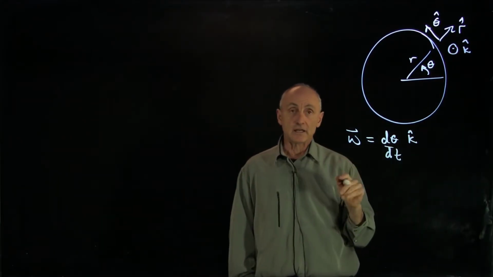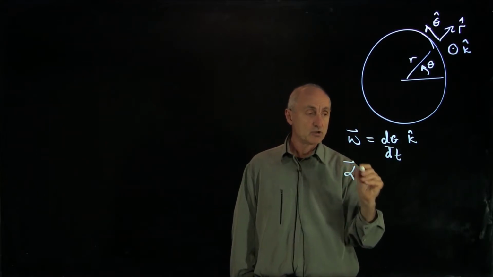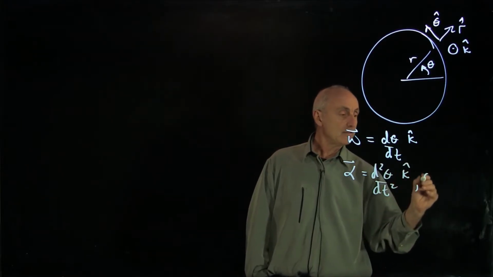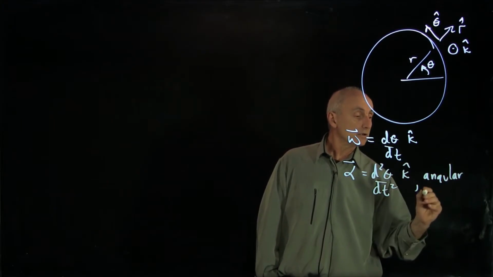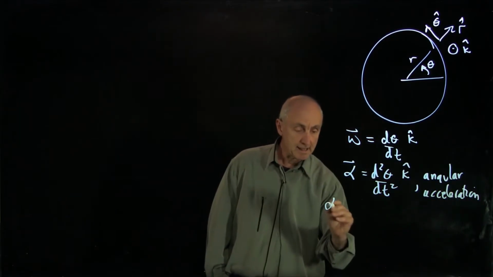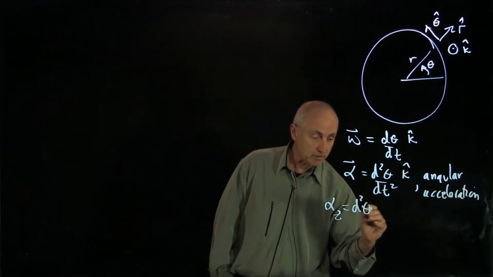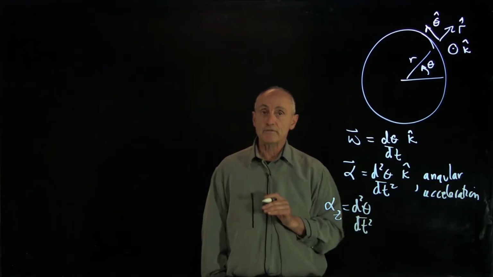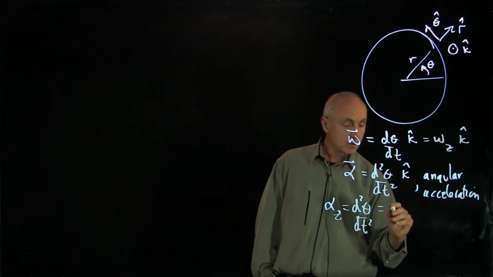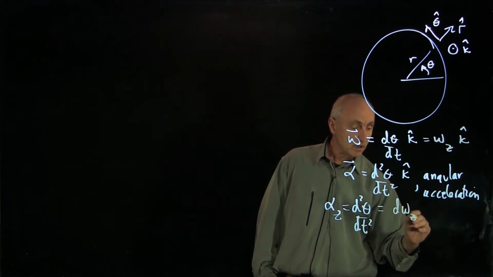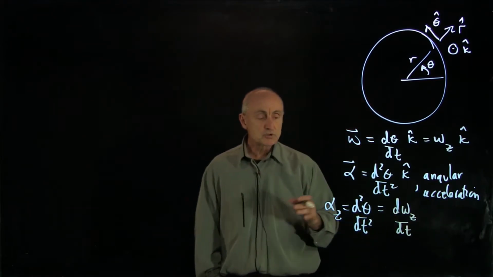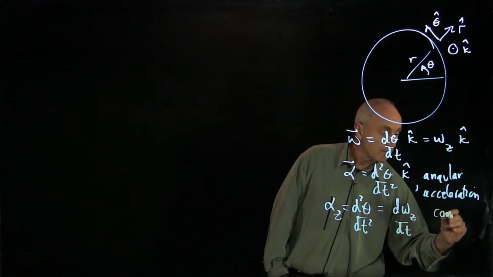Now let's differentiate that to get our concept of angular acceleration. So alpha is the second derivative, d squared theta dt squared, k hat. And this quantity is what we call angular acceleration. Now we'll describe the component alpha z as d squared theta dt squared, so it's the second derivative of the angle. And also, if we wrote this as omega z k hat, we can write that as the derivative d omega z dt as well. So this is the component.